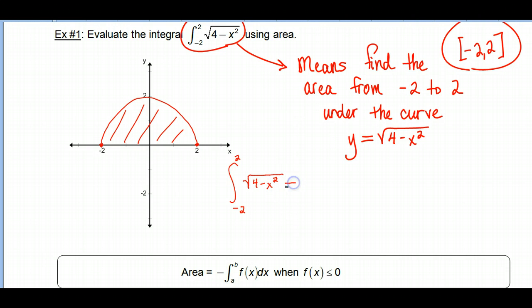Okay. So, how do you find the area of half a circle? One half pi r squared. What's the radius? 4. Try again. 2. The radius is 2. Oh, sorry, the diameter is 4.